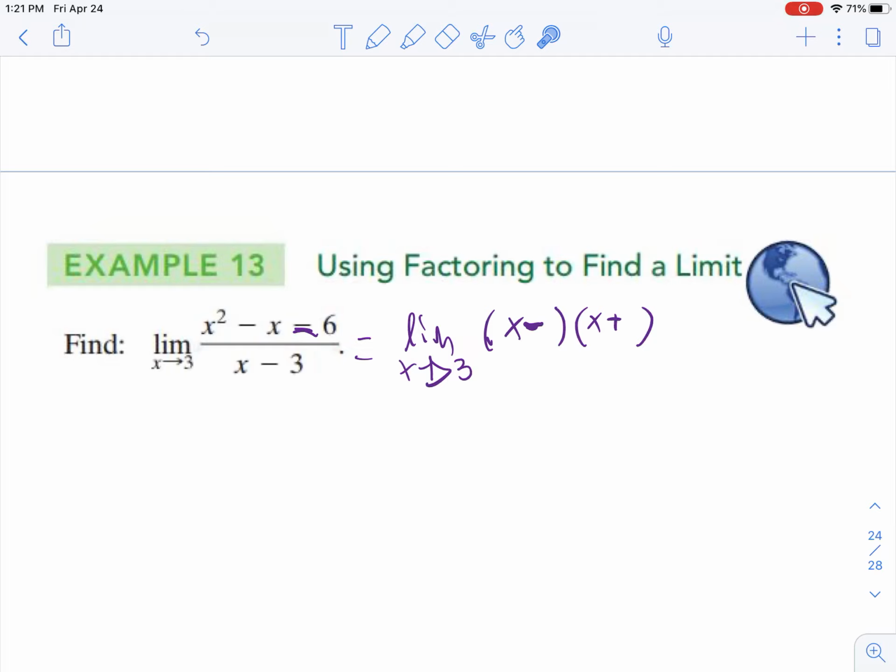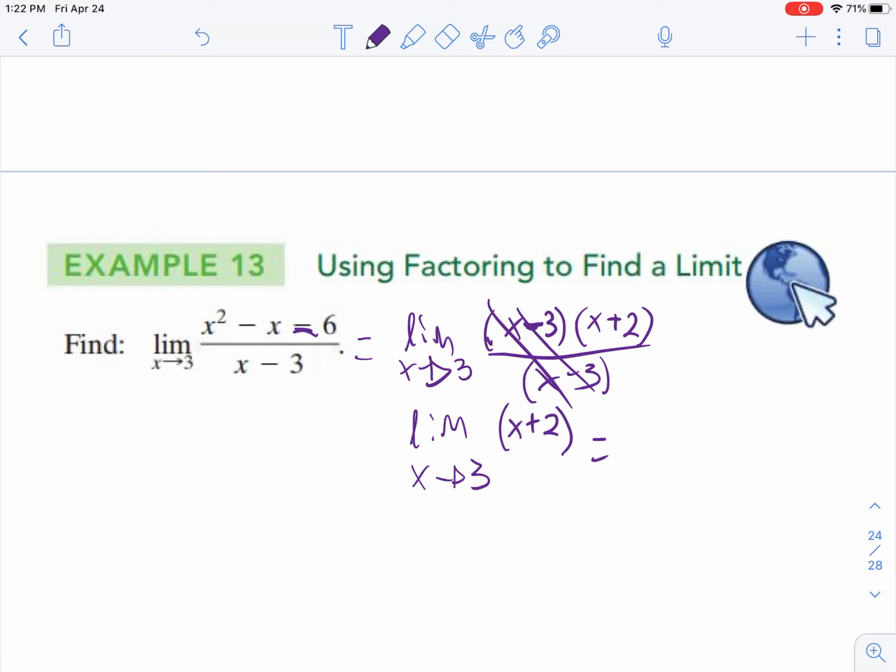So is it going to be 3 and negative 2 or negative 3 and positive 2? Well, if they add together to give us negative 1, it has to be negative 3 and positive 2, all over x minus 3. So we're able to get rid of this portion right here, and we're able to call this a removable discontinuity because we're able to get rid of it here.